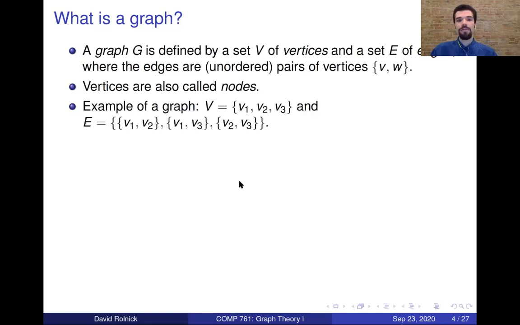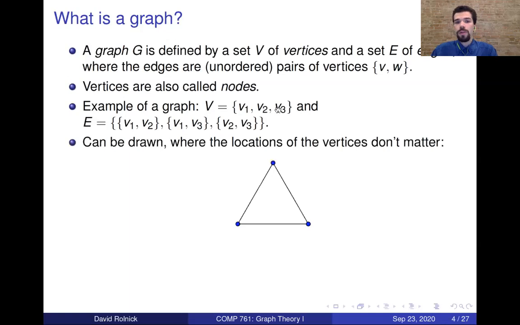An example of a graph. Here's a set of vertices, V1, V2, and V3, and an edge set, which is the set of just all possible pairs here, V1 V2, V1 V3, and V2 V3. Now you can represent this graph pictorially, and that's often done.